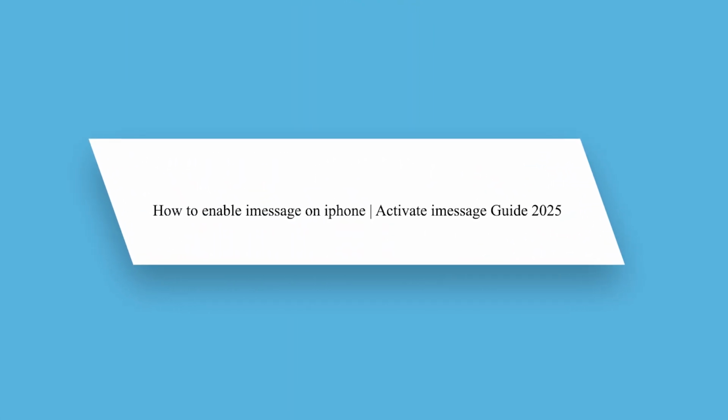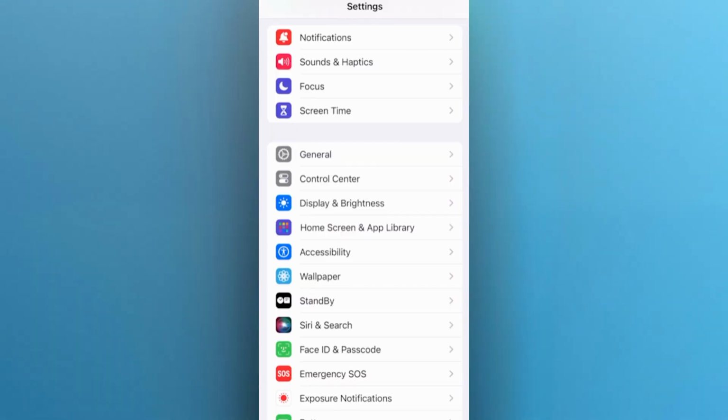Today I will show you how to enable iMessage on iPhone, an activating iMessage guide for 2025. So first of all, open your iPhone and click on the settings icon at the top of your iPhone. Now, you're going to see another page, that is the settings page. Here, you're going to simply click on the messages option from these options.